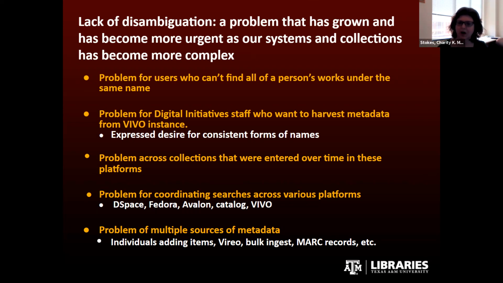This has caused a problem across collections in Oak Trust DSpace because these collections were entered over time by different people. It also has caused a problem through the repository as a whole, coordinating searches between DSpace, Fedora, Avalon, the catalog, Vivo. This actually is where part of the problem comes from. We get metadata from different sources, individuals adding things by themselves, as Jeanette showed in the presentation before.